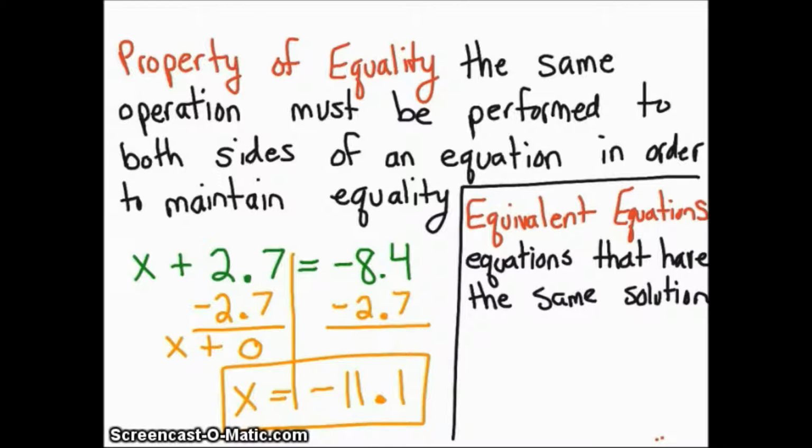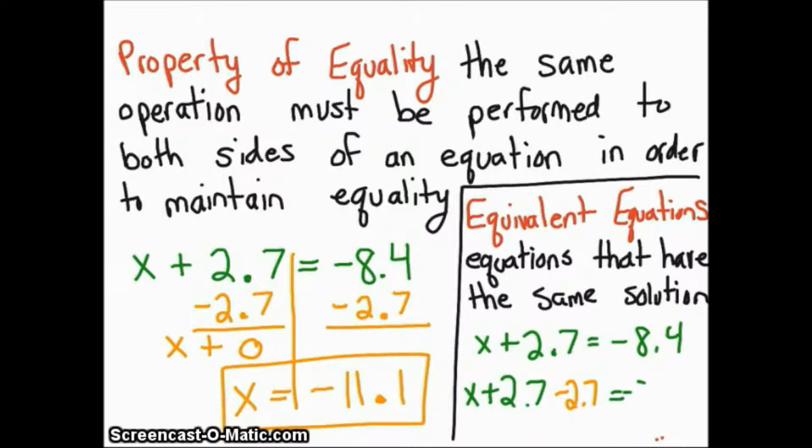When using inverse operations and the property of equality, what you're truly creating are equivalent equations, the equations that have the same solution. So for example, the equation we started with, x plus 2 and 7 tenths equals negative 8.4, has the same solution as x plus 2 and 7 tenths minus 2 and 7 tenths equals negative 8.4 minus 2 and 7 tenths. In both cases, the same x value, negative 11.1 or negative 11 and 1 tenth, makes this equation true.